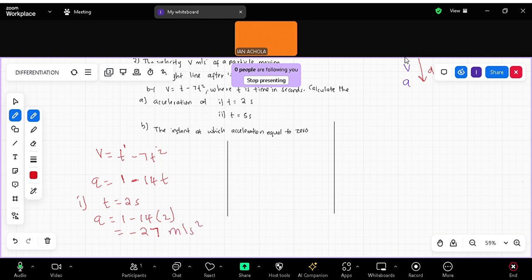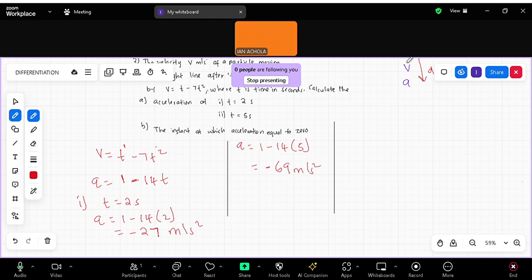That is Roman 1. It's as simple as this one. Now Roman 2, t equal to 5. So we got the acceleration function is 1 minus 14 into bracket 5, because t is equal to 5. So 14 by 5, that's 70. So the answer here becomes minus 69 meters per second squared. So that is part A. It is very easy to solve the way I'm doing it.